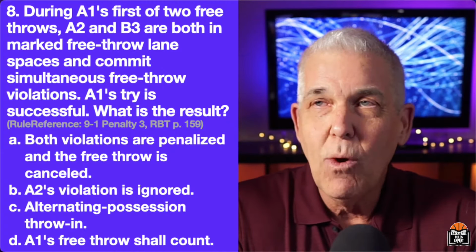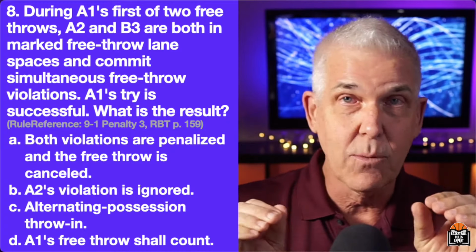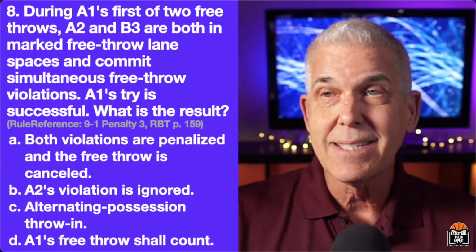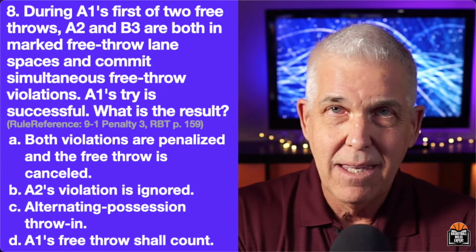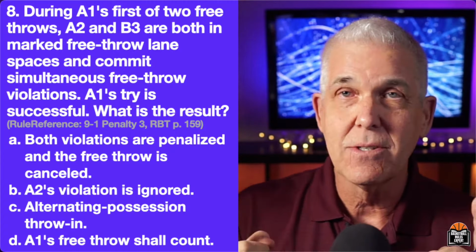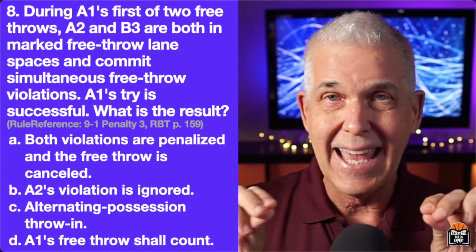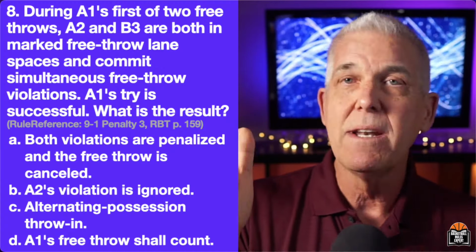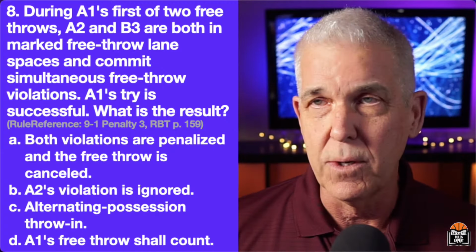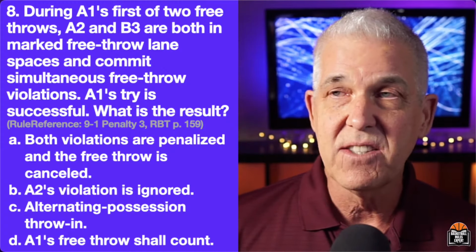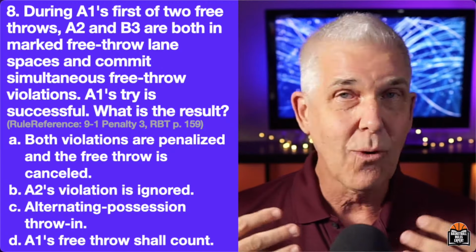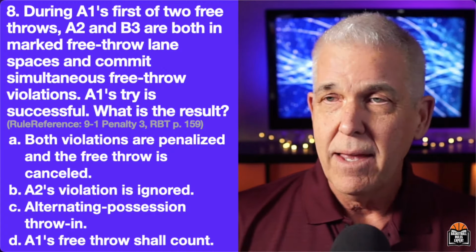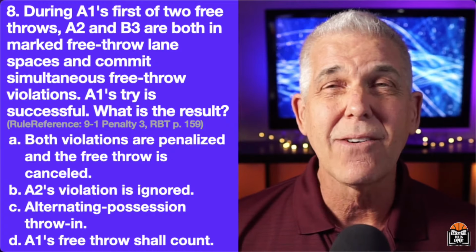Okay, this is during A1's first of 2 free throws. So no matter what the result, A1 will get a second free throw in this instance. 2 players commit simultaneous violations. What is the penalty for simultaneous violations by opponents in marked lane spaces? The free throw has ended. Anytime the teammate of the thrower is involved in a free throw violation, at that moment of the violation, the free throw has ended. The goal cannot be scored. So both violations in this instance are penalized and the free throw is canceled. We're not ignoring the teammate's violation. An AP throw-in would not result because they have a second merited free throw due to them, and the free throw shall count is incorrect. So our correct answer here is A.